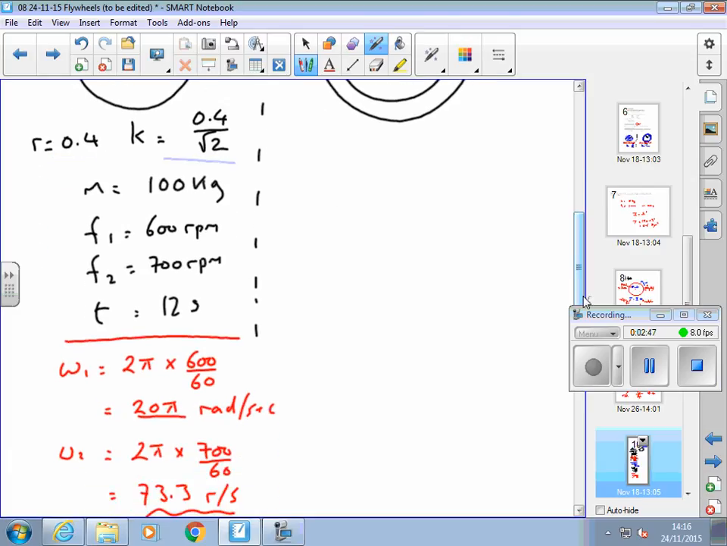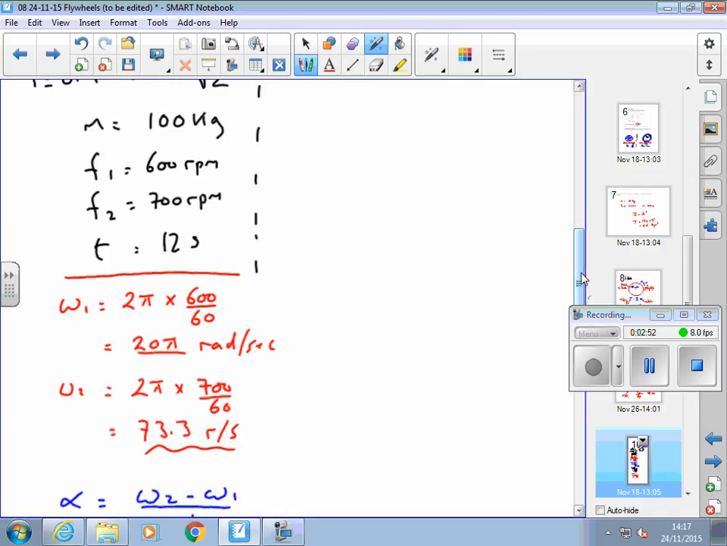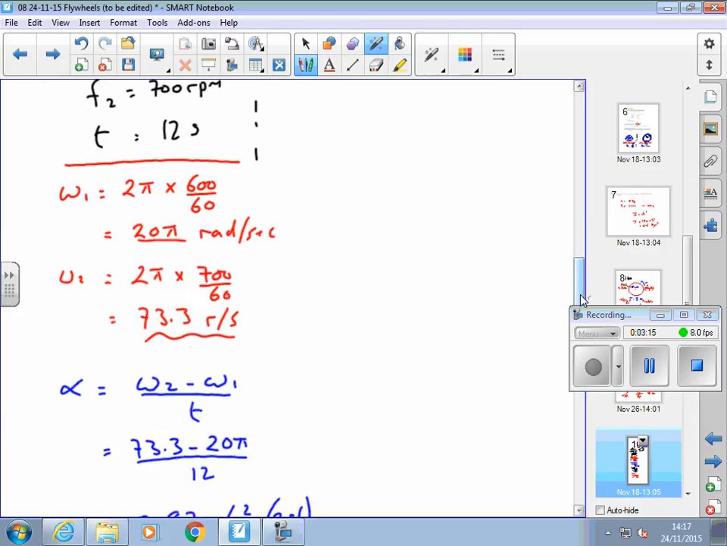I've got to convert the angular velocity, omega 1, is 2 pi times the frequency. I've sort of done that in one hit because the frequency needs to be per second. It's in revolutions per minute, so I've got to divide by 60. So that gives me omega 1. I've just left it in terms of pi. Useful to do that if you can. Omega 2, again, 2 pi times the frequency, so that turns out to be about 73.3 radians per second.